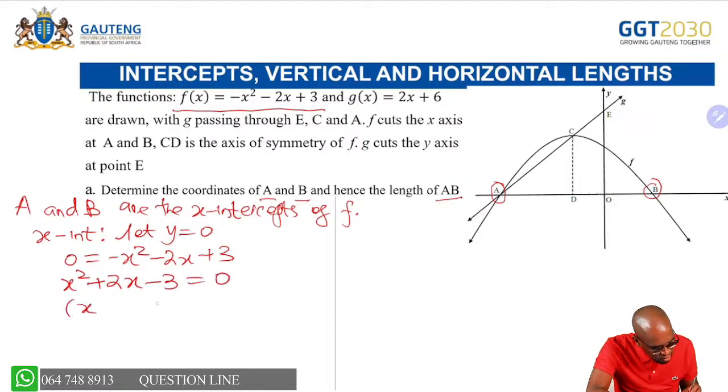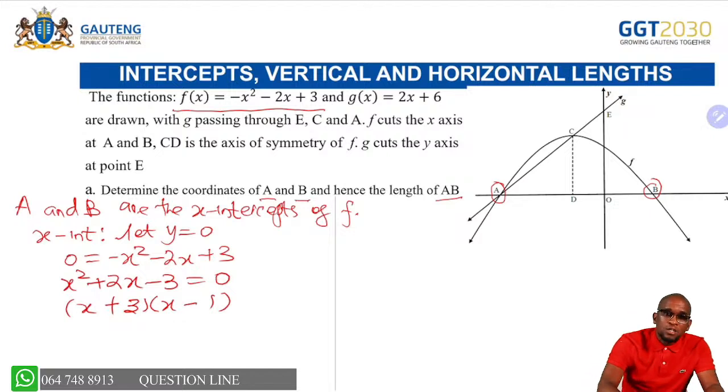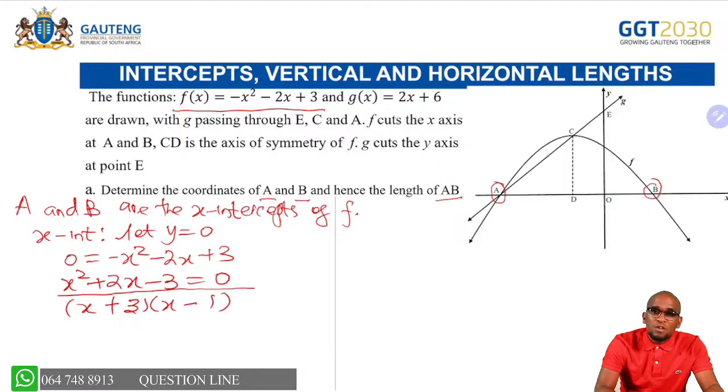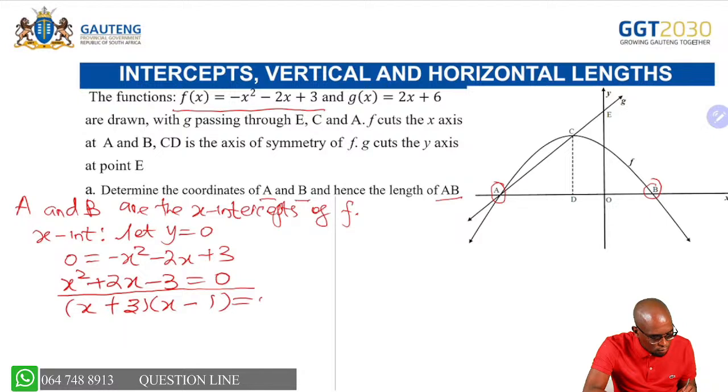I can factorize this. I look for the factors of 3, 3 and 1, and then that would give me plus 2 minus 1 there. Remember also, when you get to this line here, my learners, there's no need for you to actually factorize. If you are not comfortable with factorization, you can use any method of solving for x. You can use a quadratic formula there to find those x values, but you can also factorize there.